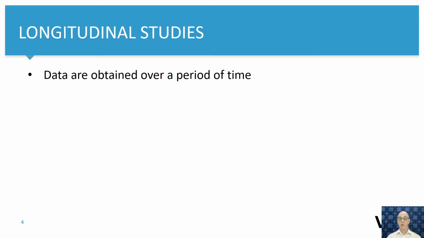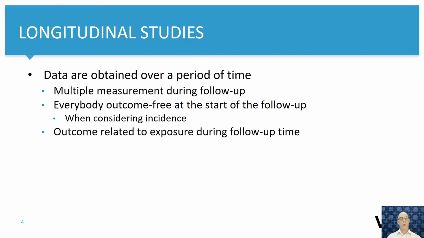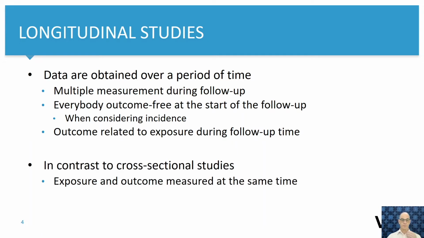As you might remember, longitudinal studies are studies where participants are followed up over time, and these participants contribute multiple measurements over time. In this type of studies we are often interested in incidence, which means that the individuals also need to be event-free at the start of the study. And when analyzing these studies, we assume that the outcome is related to the exposures during the follow-up. This is in stark contrast to cross-sectional studies where exposure and outcomes are actually measured at the same time.